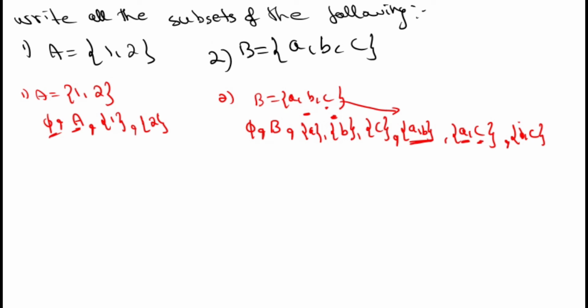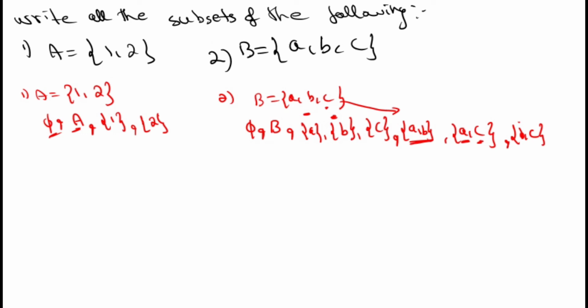Suppose you are taking {c, a}. It is equal to {a, c}, right? Because while writing a set in roster form, order is immaterial. In a set, {a, c} is equal to {c, a}. So repetition is not allowed in the roster form. Here {a, c} is equal to {c, a}, as well as {b, c} is equal to {c, b}, and {a, b} is equal to {b, a}. That's why the total number of subsets is equal to 8.